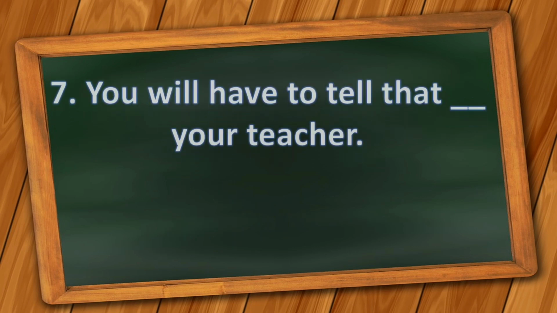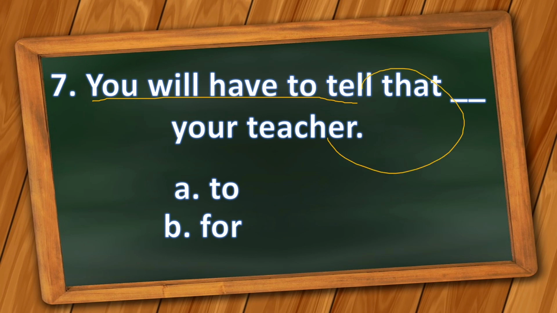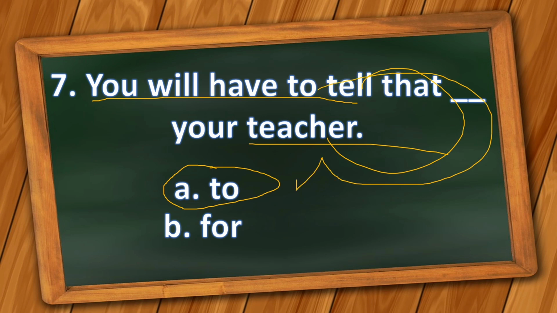Next, number 7. You will have to tell that blank your teacher. So dito, ikaw yung dapat na magsabi. May patunguhan. Yan, ikaw yung magsasabi kanino. Yan, sa teacher mo ng bagay na yon. So ang gagamitin natin ay to. You will have to tell that to your teacher. May patunguhan. Papunta yung action dun sa teacher. Okay? So, hindi pwedeng you will have to tell that for your teacher.